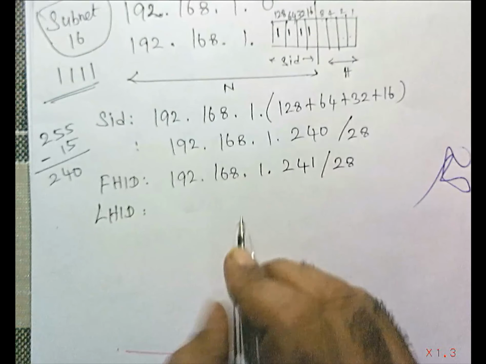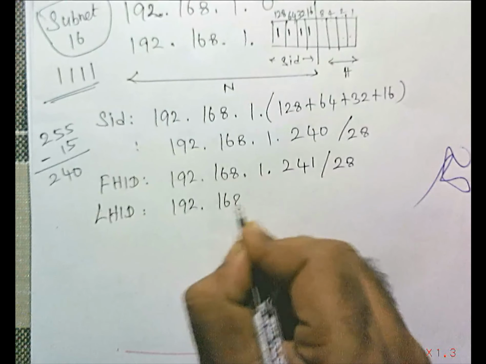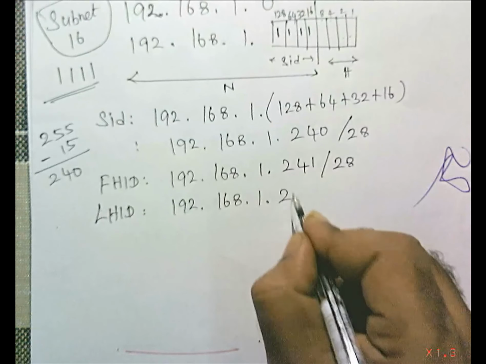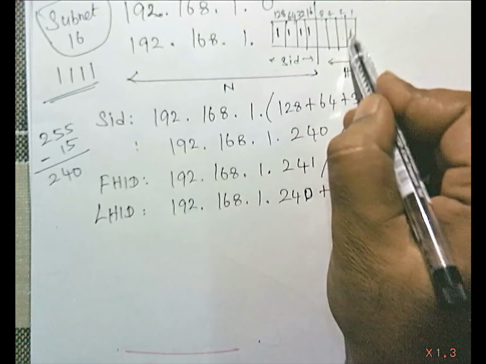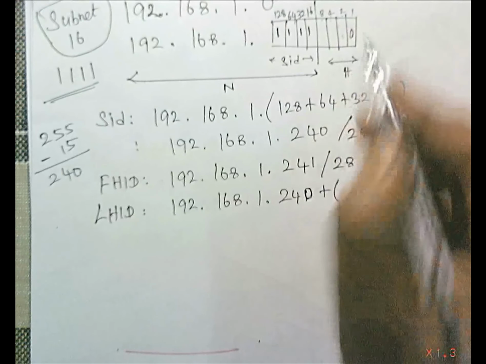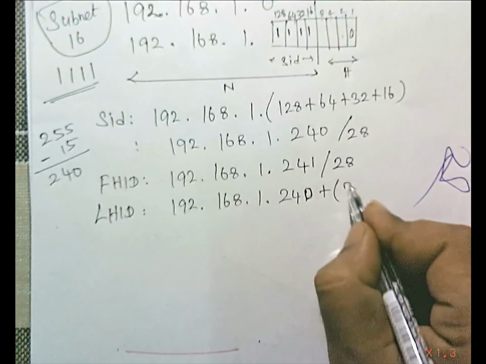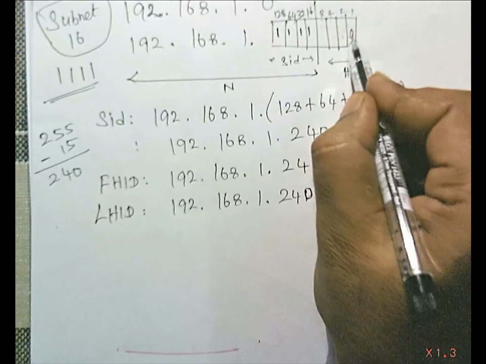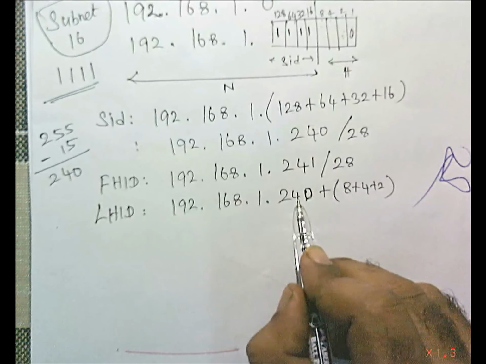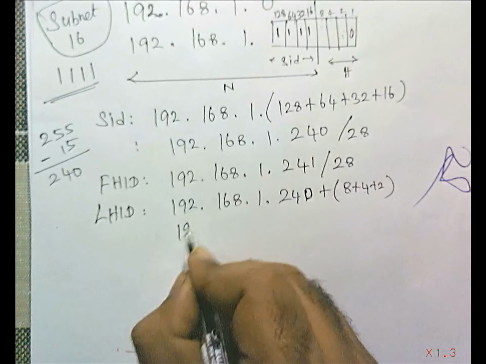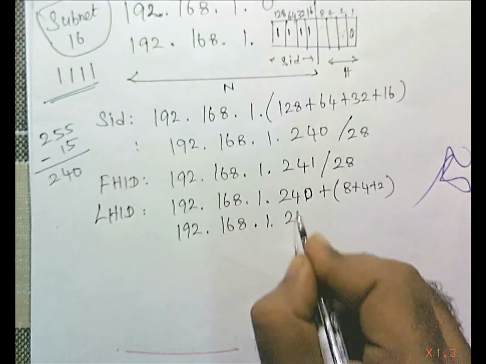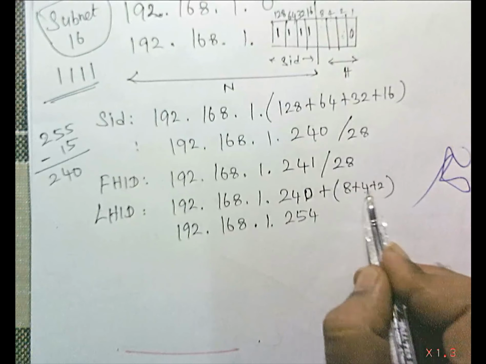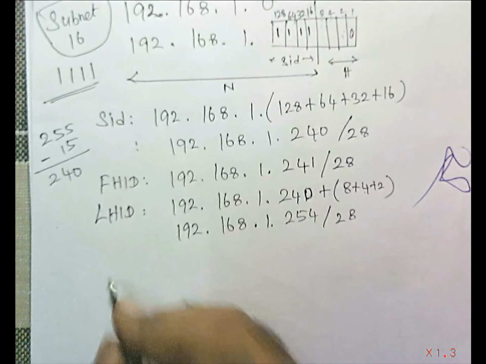Now the last host ID. What does the last host ID mean? It starts from 192.168.1.240. The last bit should be 0, and the remaining everything is going to be 1. So 240 plus 8 plus 4 plus 2. I am making everything 1 here except the last bit. So this is equal to 240, 250, 254. So 192.168.1.254, /28.